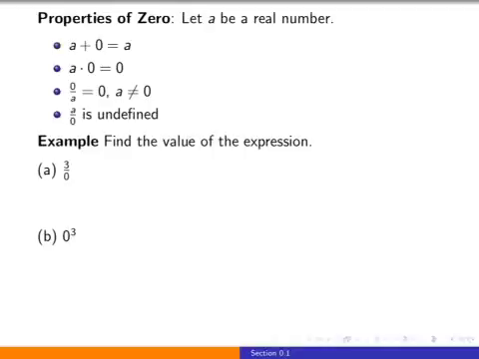So for this last example, let's see if we can find the value of the expression. If it's undefined, simply say so. So part A, 3 divided by 0. Well, anything divided by 0 is undefined. In part B, 0 raised to the third power, well, raising something to the third power means we have 0 times 0 times 0. And from our above properties, we know that anything multiplied by 0 is 0. So 0 cubed is simply the number 0.